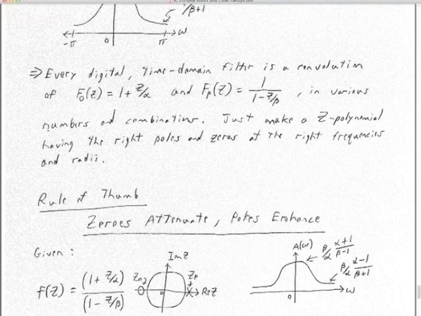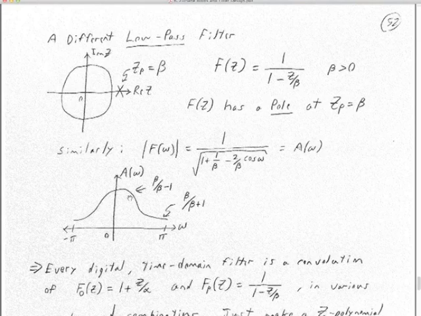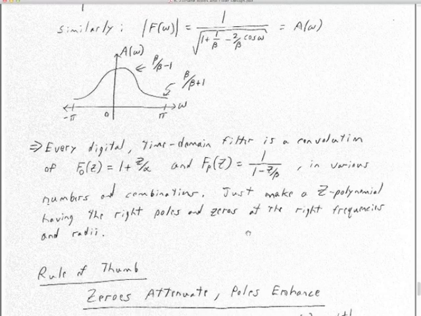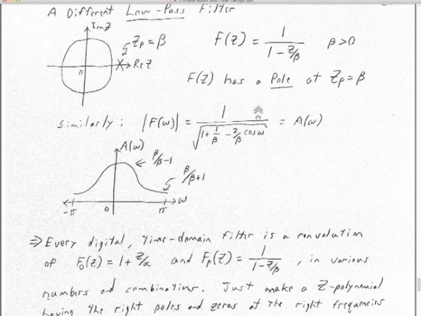Now you might be thinking, what if I don't just want a filter centered around zero frequency? I want a filter centered around say pi over 2, or even at pi. Or maybe at pi over 4 or pi over 3. What if I want to emphasize those frequencies? Then you can make alpha or beta complex, and you can put them wherever you want in the z plane. Of course with a complex root you've got to have the complementary root. It gets a little more complicated, but not much.